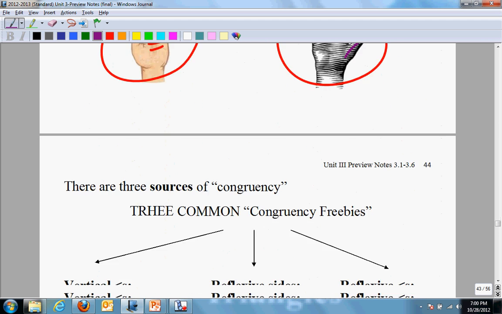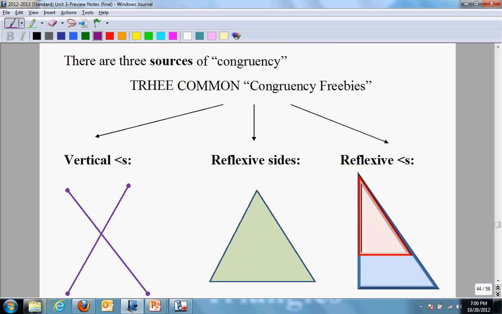Now, there's three sources of congruency that are considered what are called freebies. Freebies is a non-technical term, which means that they're always true, even if they're not marked. They're always true, but they may or may not be marked. So there's three sets of freebies for congruency you should be familiar with.